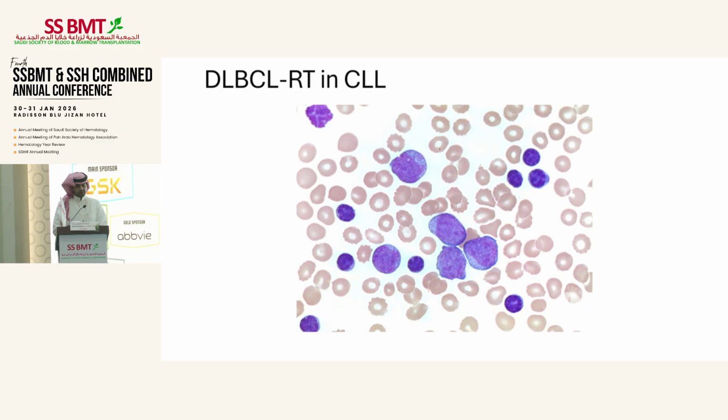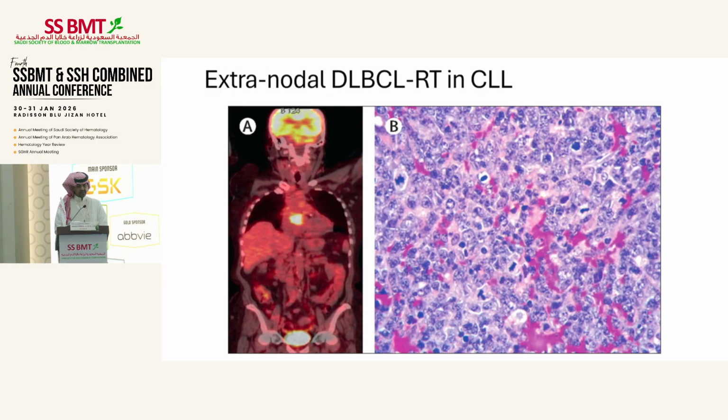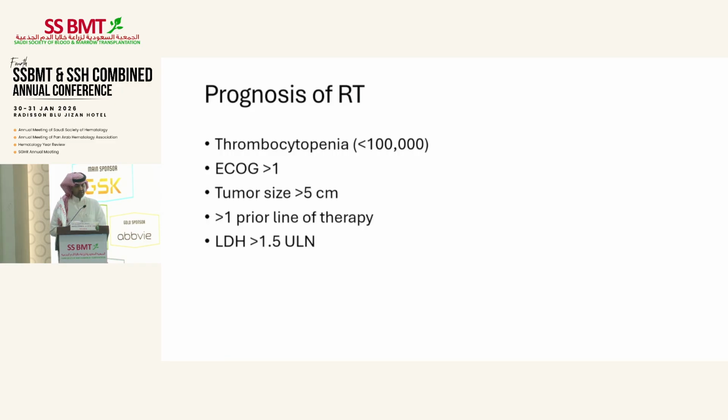This is a peripheral blood showing a combination of large cells and mature cells. Usually you would see this in an advanced and sick patient. This is again the information I was alluding to, extranodal occurrence in the heart, so it can go anywhere.